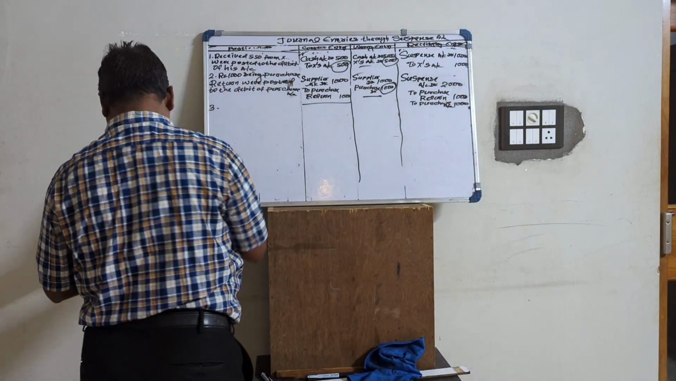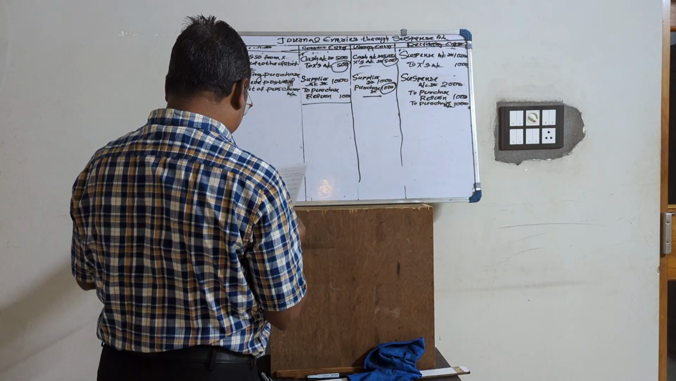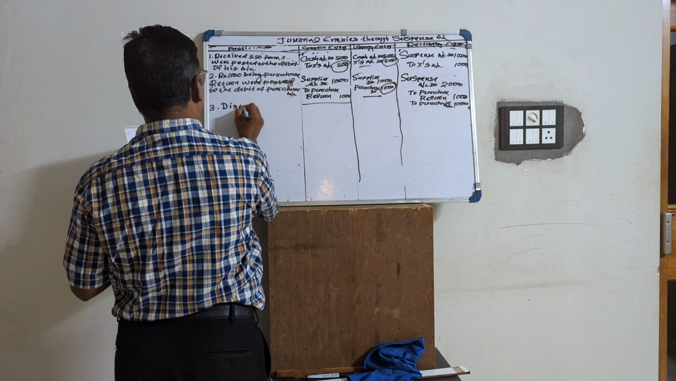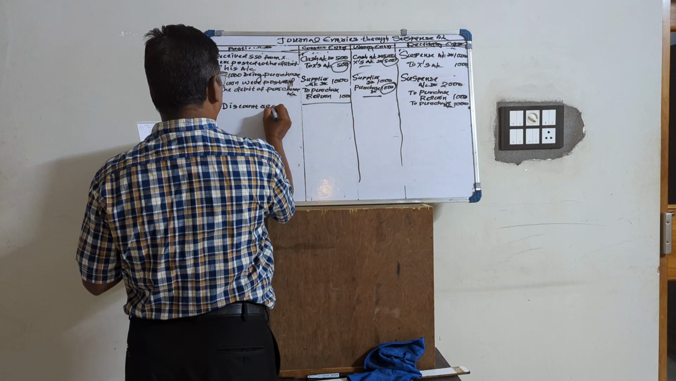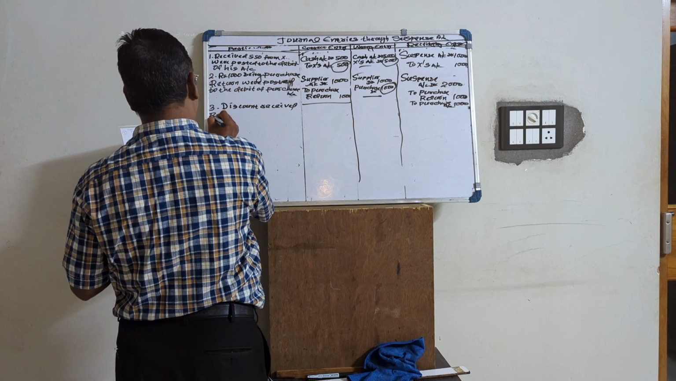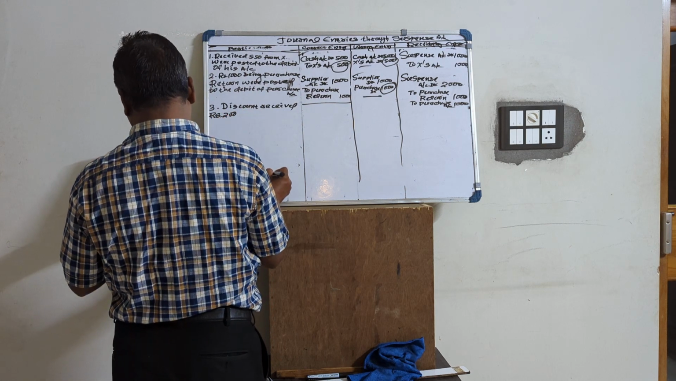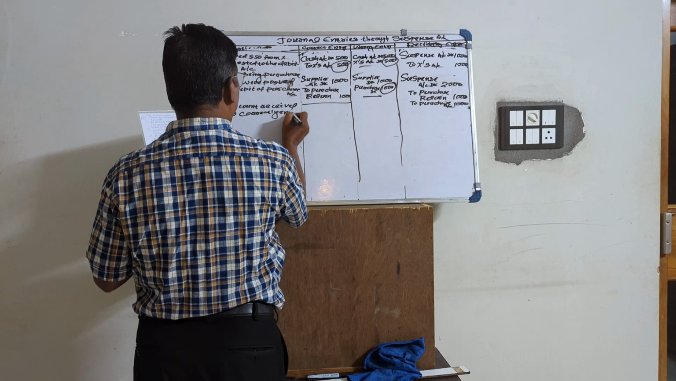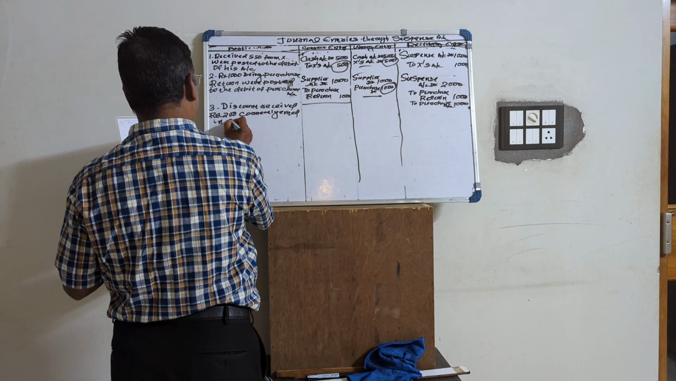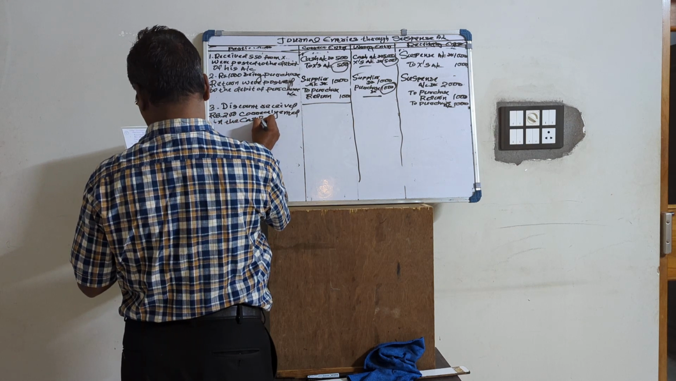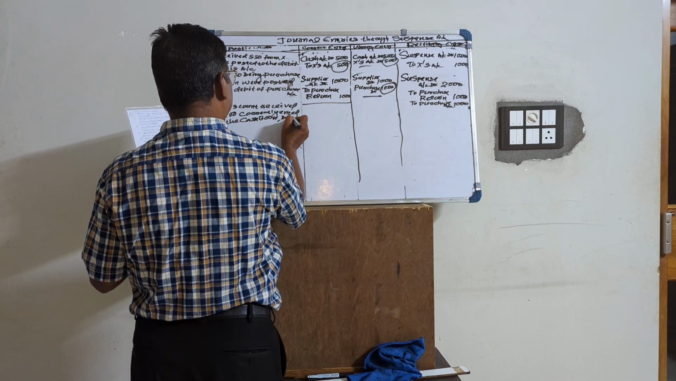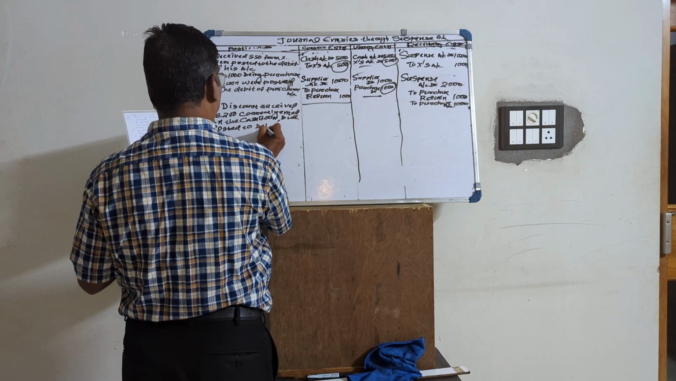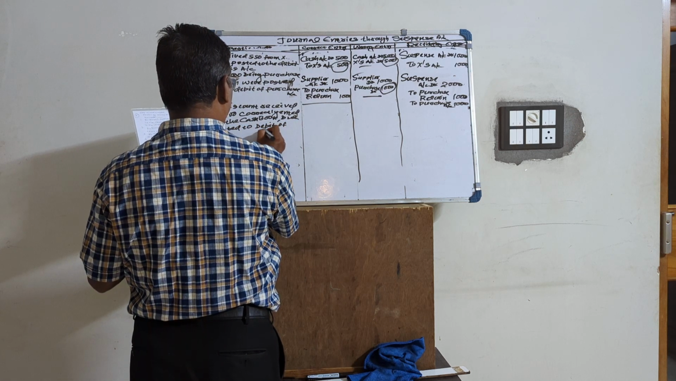Then third: discount received, rupees 200, correctly entered in the cash book, but posted to the debit of discount account.